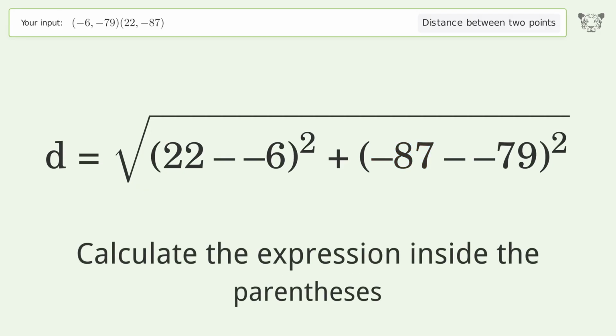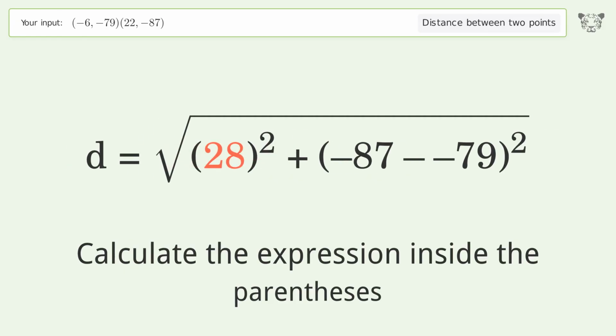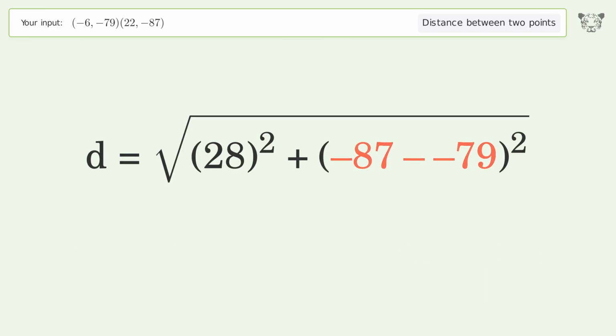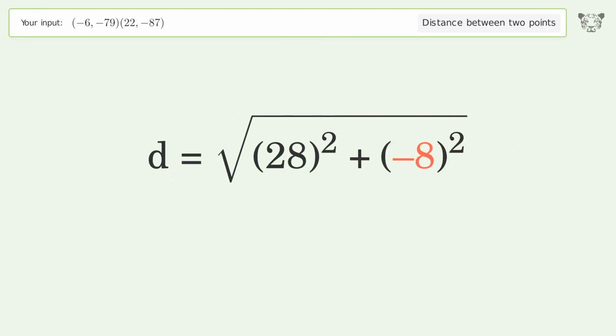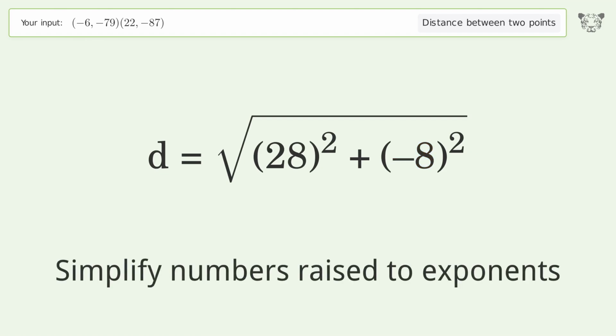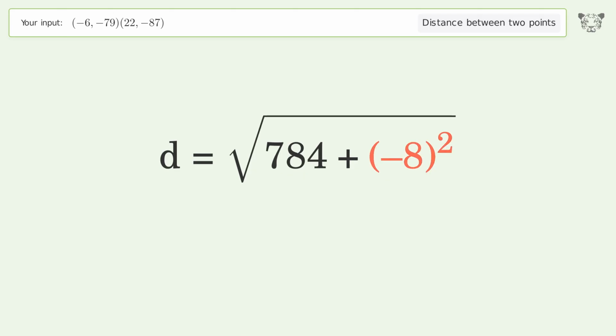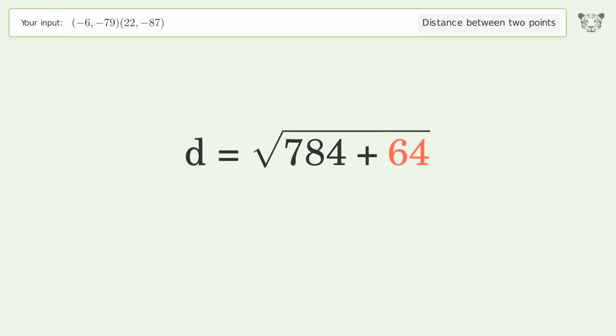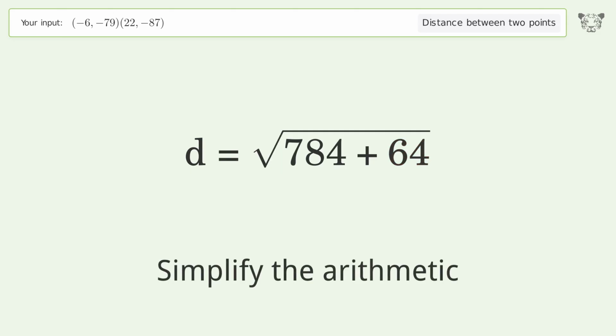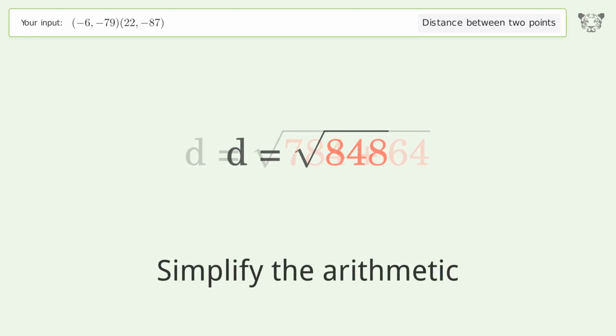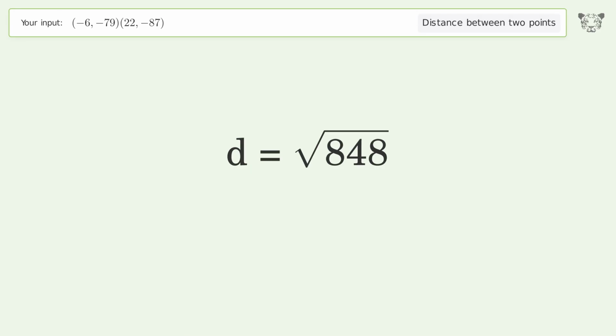Calculate the expression inside the parentheses. Simplify numbers raised to exponents. Simplify the arithmetic. And so the distance between the 2 points is the square root of 848, or 29.12.